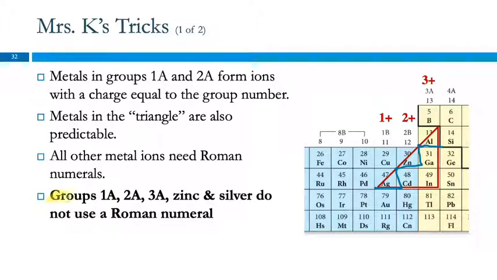So groups 1A, 2A, 3A, zinc, and silver. Those are the ones we really need to remember. And I will chant this enough times that you're just going to remember it in spite of yourself. Group 1A, 2A, 3A, zinc, and silver, no Roman numeral, because they only form one charge, and we know what it is based on the periodic table. Any other one, put a Roman numeral on it. Now these guys in here, we're just not going to run into them.